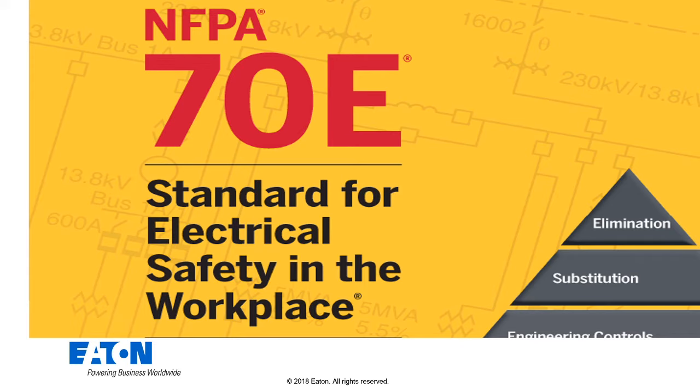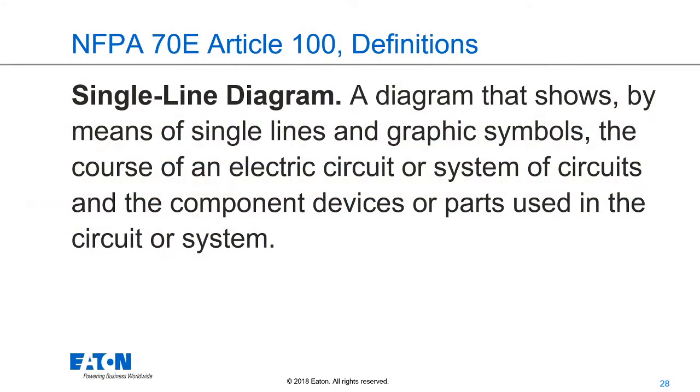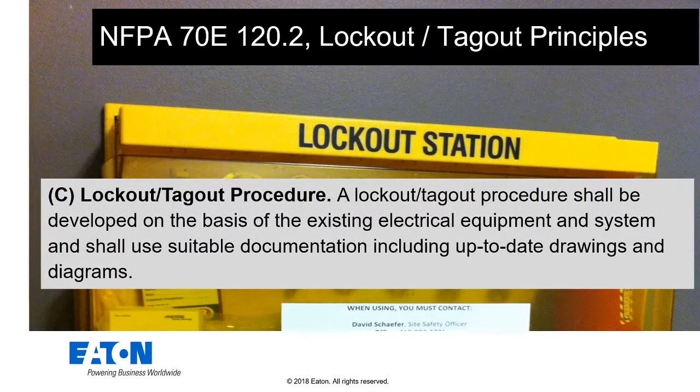So let's take a look at 70E and the references in 70E. We already talked about the definition that they have in 70E, so I'm not going to go over that again. But if you look in 120.2, the lockout tagout principles tell us that a lockout tagout procedure shall be developed on the basis of the existing electrical equipment and system, and shall use suitable documentation, including up-to-date drawings and diagrams. So it says you shall use suitable documentation, including up-to-date drawings and diagrams. It doesn't say you have to have an up-to-date drawing and diagram.